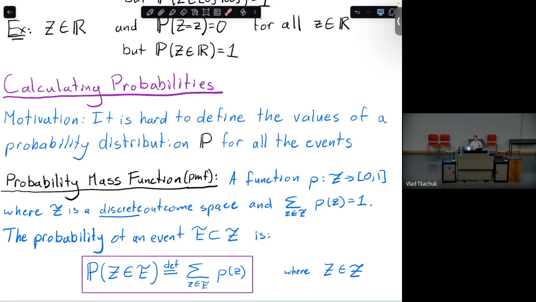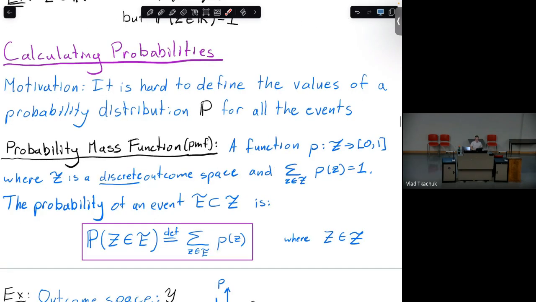So the way we get around this is by defining something called a PMF and a PDF. These are the probability mass function, and later we're going to see the probability density function. The motivation is exactly what I said: it's hard to define this distribution for all the events. So it turns out we only need to define it on the events that contain single outcomes for the discrete case. And that's what this probability mass function does.